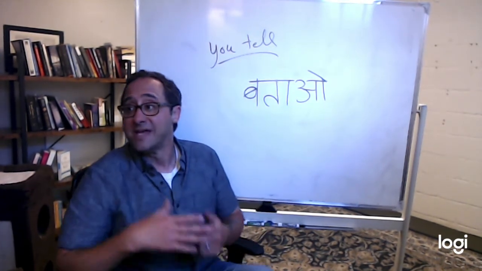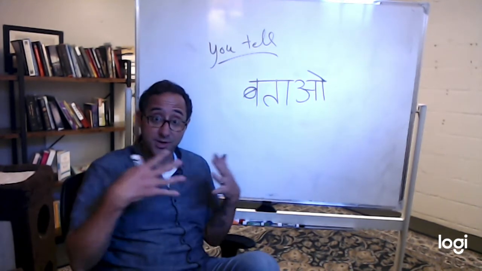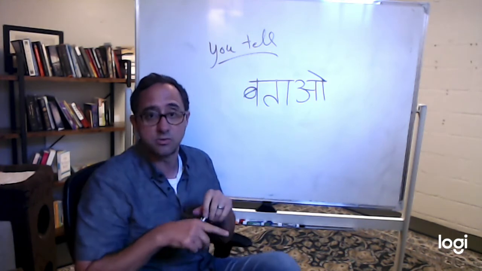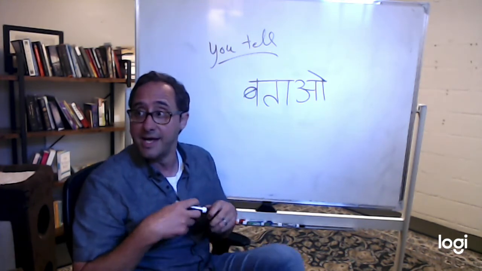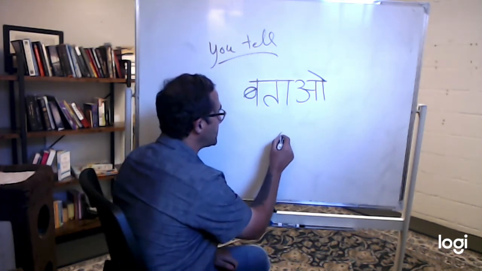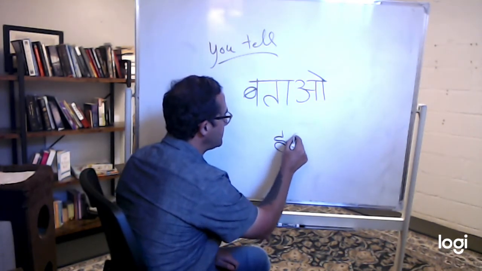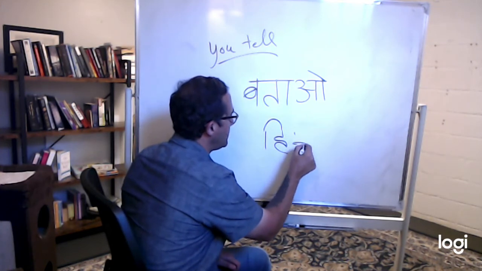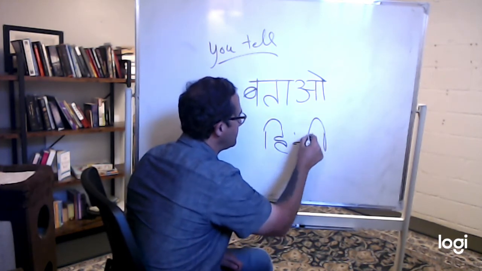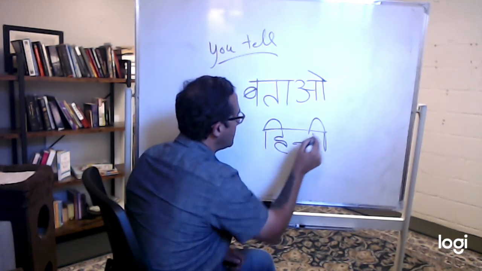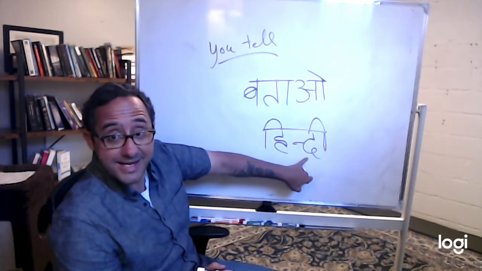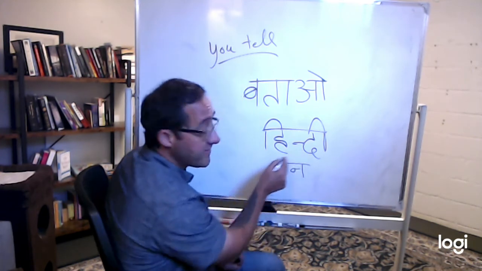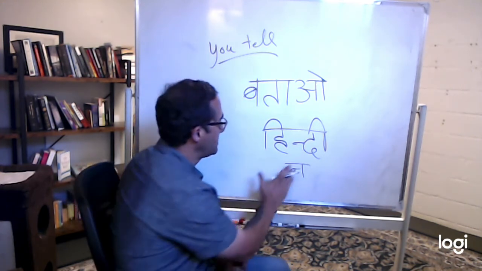That's it. Next time we're going to do conjuncts. That means just like when I wrote Hindi, oops, there I did it again. Hindi, I put that N with the D. That's the N, that's this, with the D, Hindi, okay?